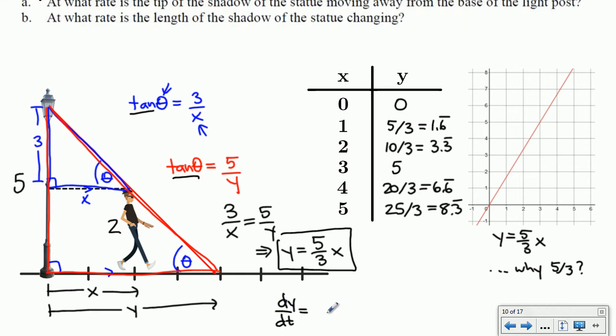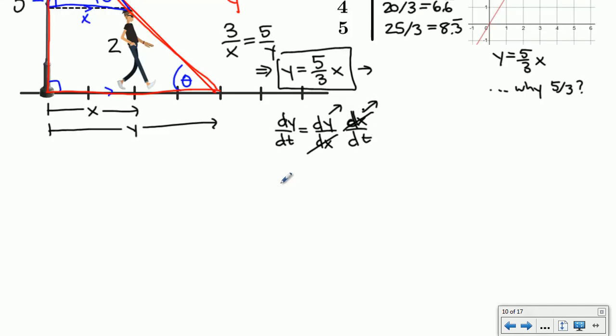Now we can use the chain rule and write dy/dt. So if we find dy/dx and multiply it by dx/dt, these two will cancel, for lack of a better word, and then we end up with dy/dt. So once we find dy/dx, which we can find from this equation, and dx/dt, which is given in the question, we can figure out what dy/dt is. So let's start by finding out what dy/dx is.